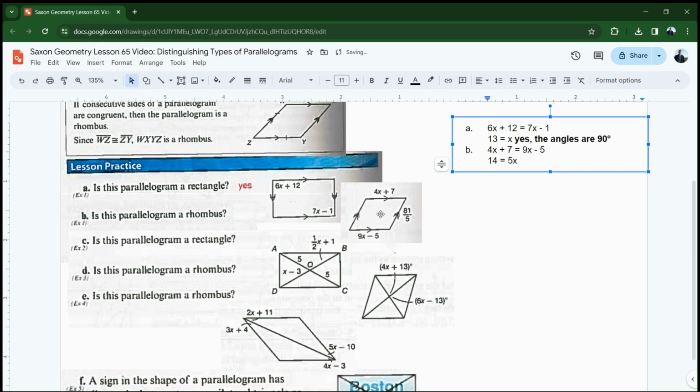Let me just double check that. No, 12. 12 equals 5x, right?